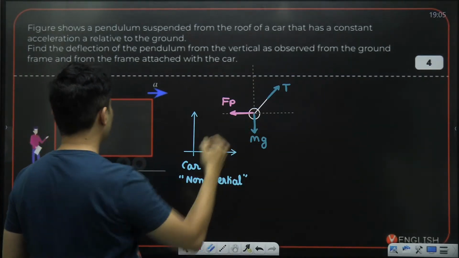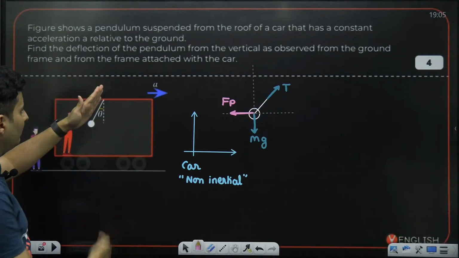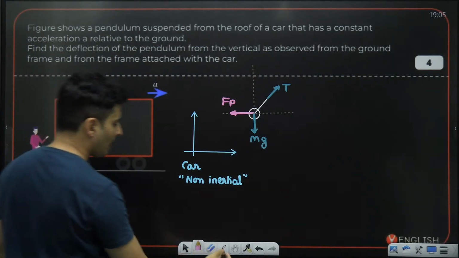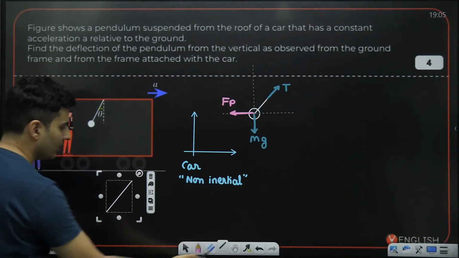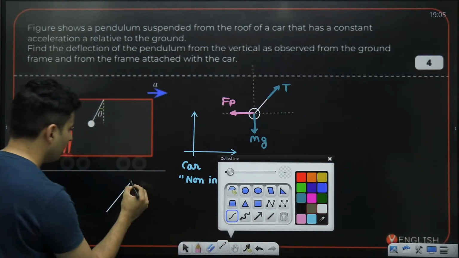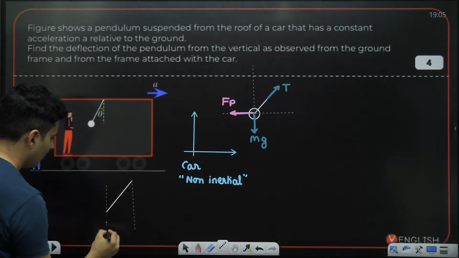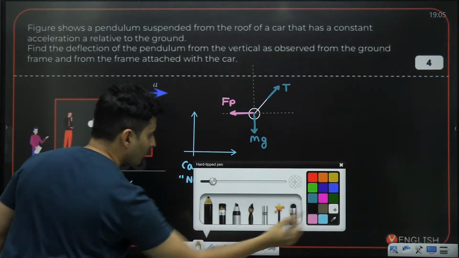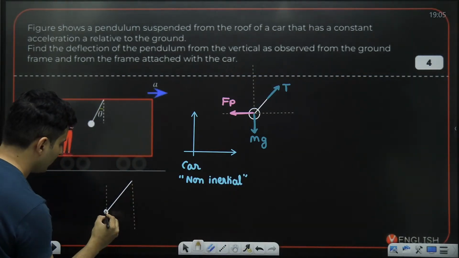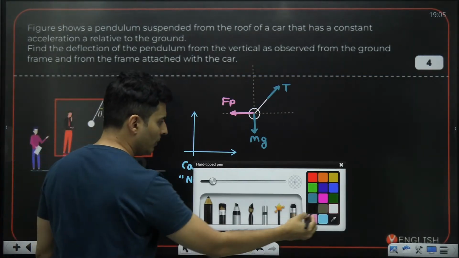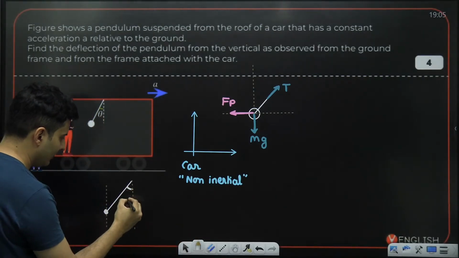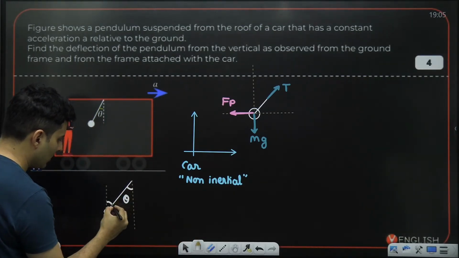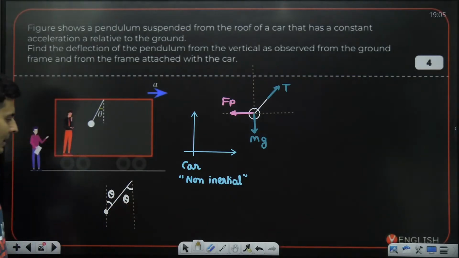How much angle is this? We can figure it out because the pendulum makes an angle theta. So think like this, guys. The pendulum is making an angle theta with the vertical line and the bob is over here. These are basically two parallel lines, and this is an intercept. So if this angle is theta, it's natural that this angle is also going to be theta.